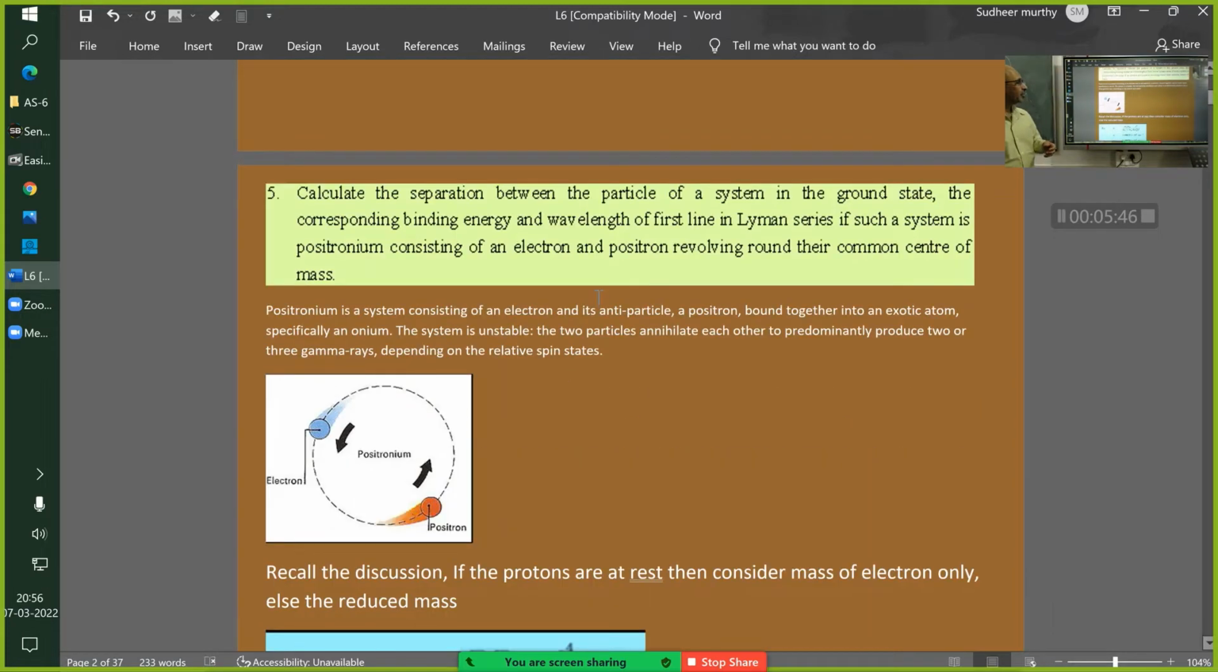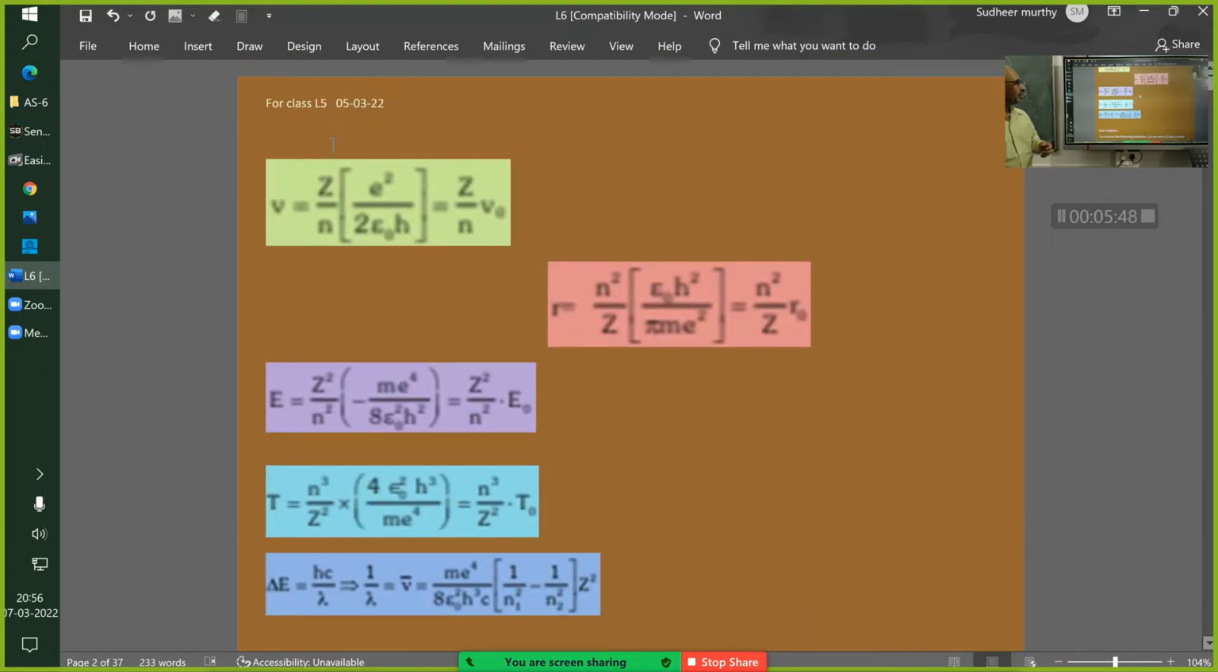Okay, what I mean is, in these derivations that you see here, this m, can you all see this here? R is equal to n square by z, bracket epsilon naught h square by pi m e square, is equal to n square by z into r naught. I hope all of you can see this. So this m, we have said it is the mass of the electron in the system, in the hydrogen atom, hydrogen-like atom.